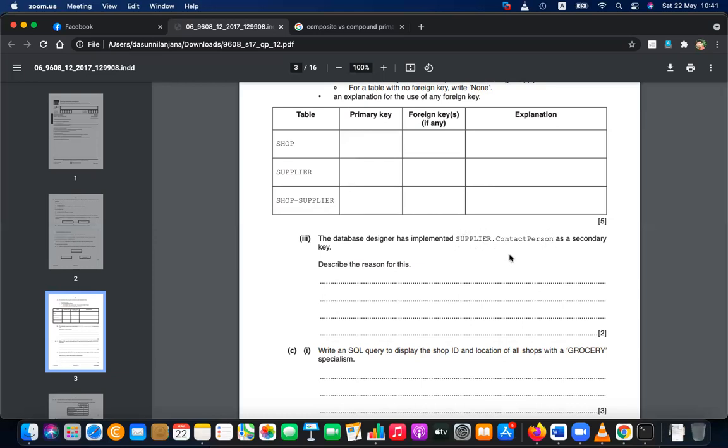Supplier.contact person means the supplier table again. In the supplier table, the contact person is also a key. So why a secondary key? Because you need to search, right? You need the ID to do the database operations, but frequently you are searching by the contact person, right? You can mention that.